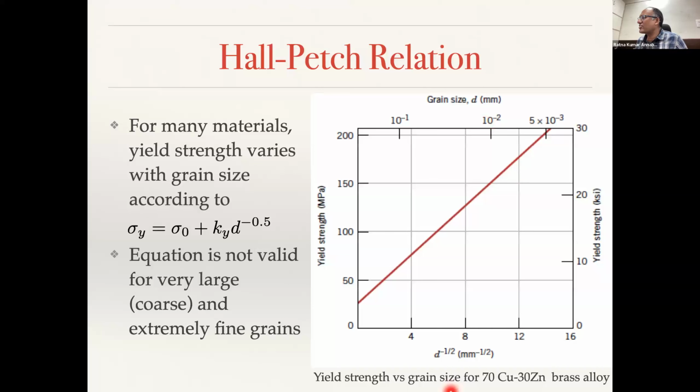This is yield strength versus grain size for a copper zinc alloy. There's a brass, right? You can see yield strength significantly improved. It has gone 4 times, from 50 to 200, by playing with the grain size of the material. This is what we call Hall-Petch relation.